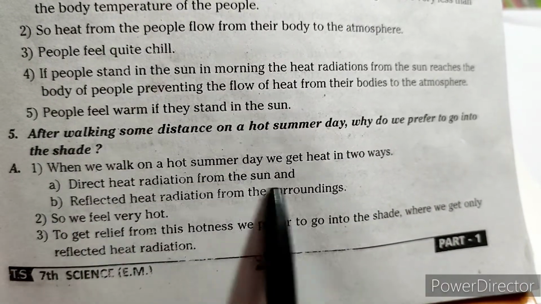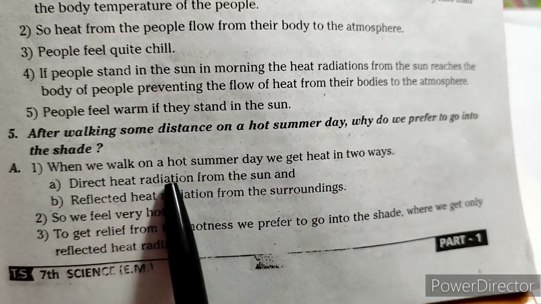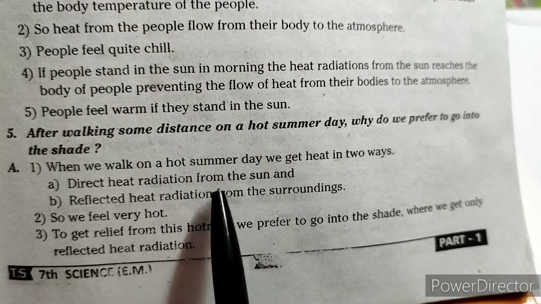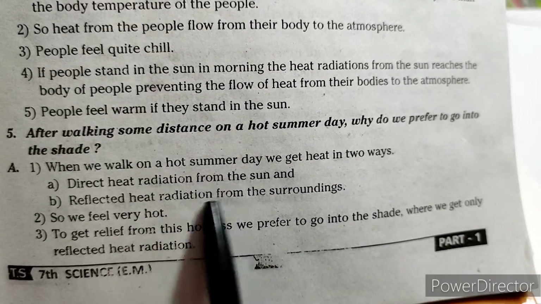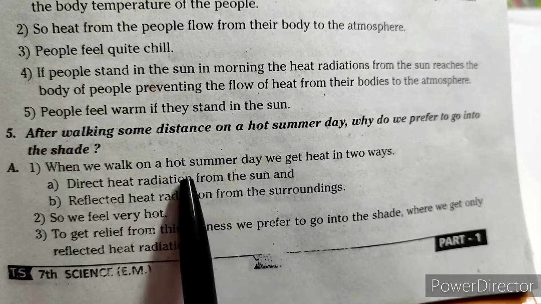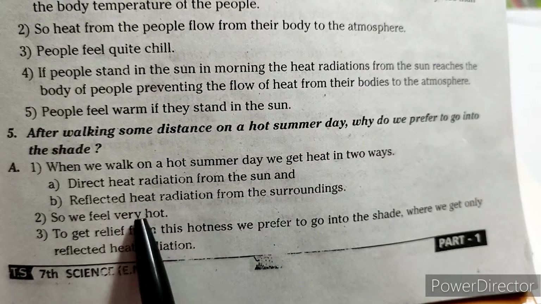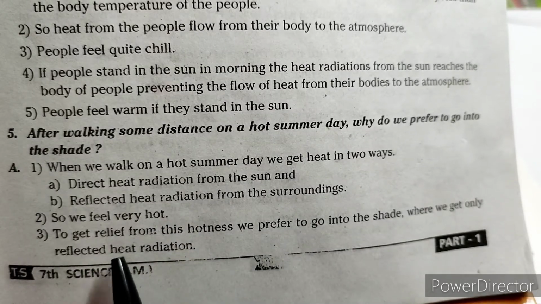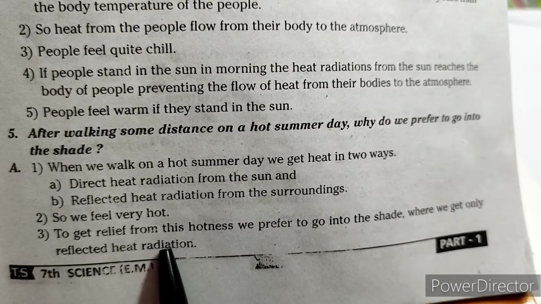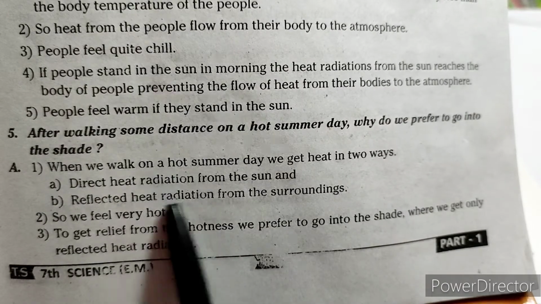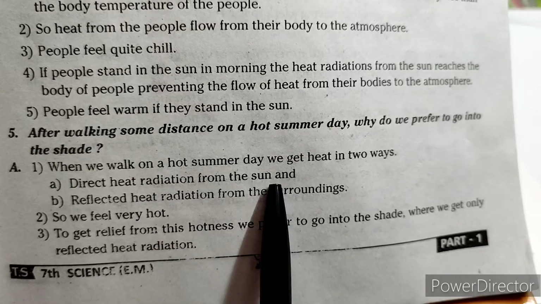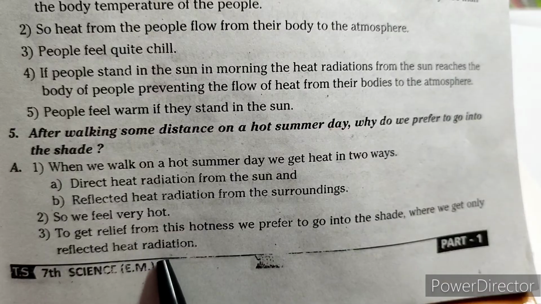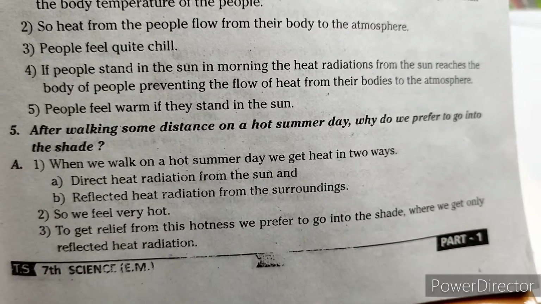Okay, so since we'll be getting two heats, there is direct heat radiation from the sun and reflected heat radiation from the surroundings. So we cannot overcome this because these two heats, that is radiations, will be more, okay, and that's why we feel very hot. So when we go under the shade, then only the reflected radiation will be there, then a little bit cooler we feel, okay. So both radiations, if added, will be more compared with one radiation, okay. So that's why we will be standing under the shade on summer days, okay.